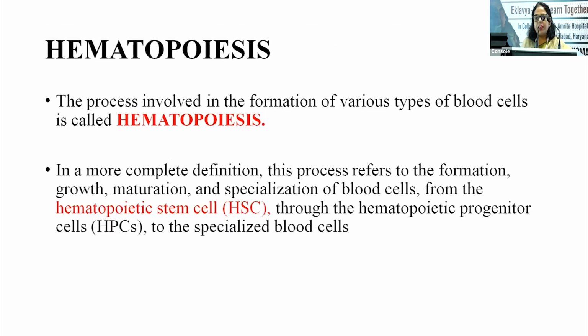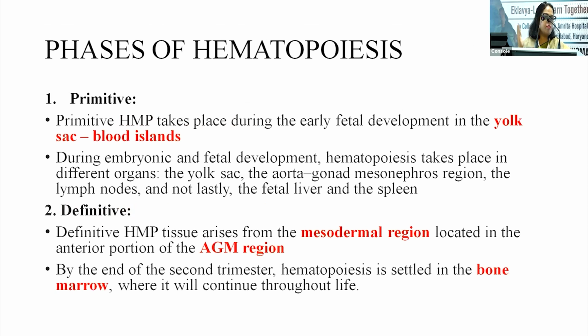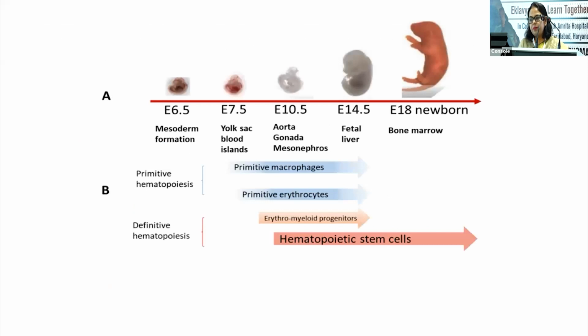As all of us know, hematopoiesis is the process of blood formation from the primitive progenitor cells, which are called hematopoietic stem cells. Coming to the phases of hematopoiesis, it begins at day 7 to 8 of embryonic life in the yolk sac, and that is called primitive hematopoiesis. It starts with the formation of blood islands, which are composed of primitive erythrocytes and primitive macrophages.